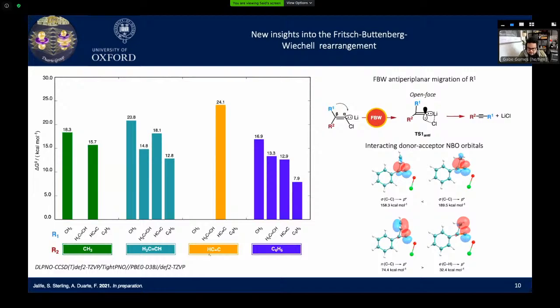And is this in the transition state? Yes, it is. That's why we are looking at those values. Yes. Right. So still, in this case, I don't know which version of NBO you use. It's version 7. Wow. Okay. Even more surprising then. Yes.